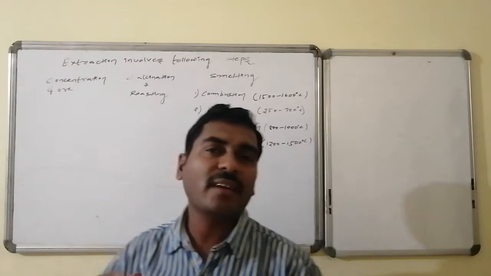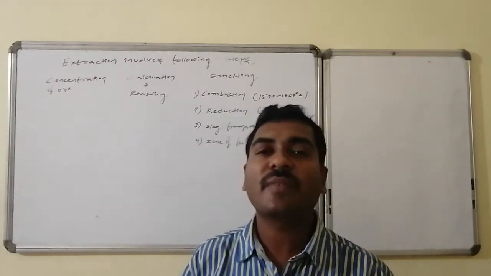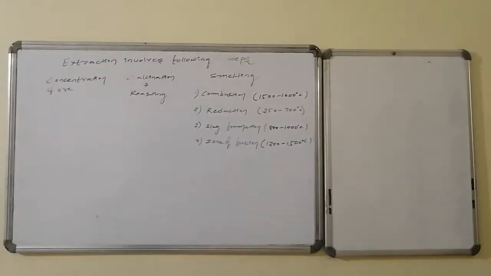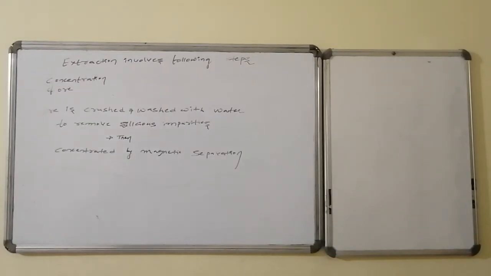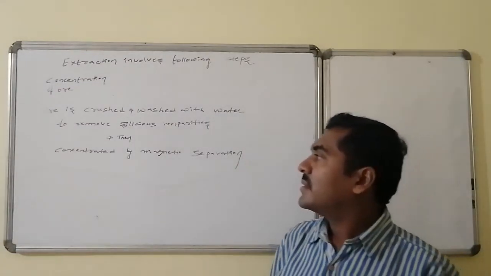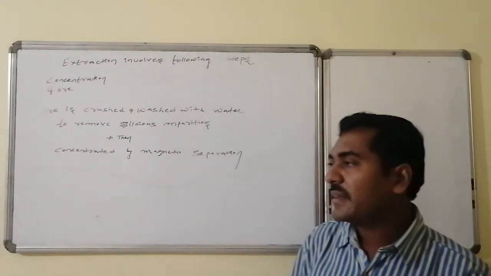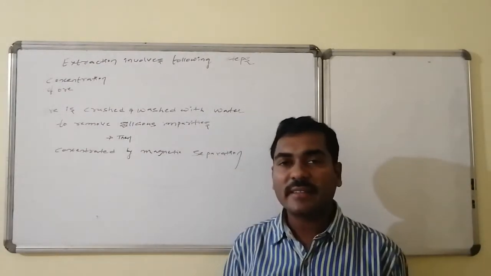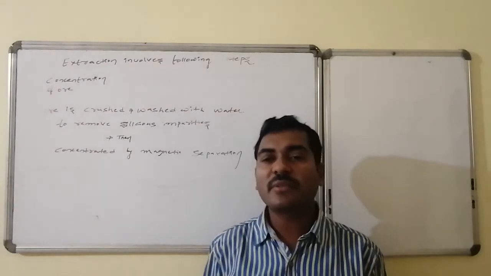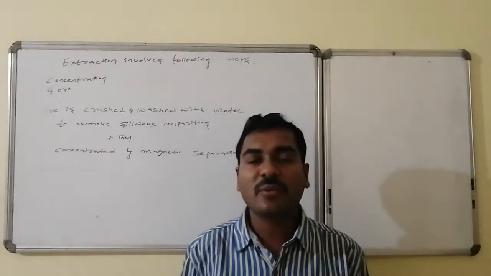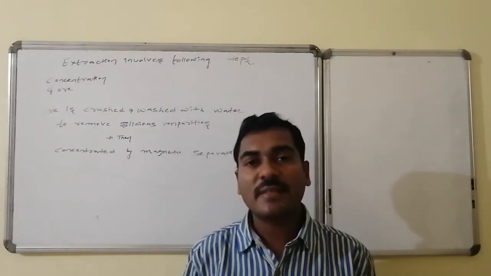Let us go into detail on each step with the help of a diagram for the formation of iron from the iron ore. In concentration, the ore is crushed and washed with water to remove siliceous impurities. Then it is concentrated by magnetic separation, because iron is magnetically active and has a magnetic nature. Iron ore and the other impurities are thus separated by magnetic separation, and this is called the concentrated or dressed ore, and the process is known as beneficiation.